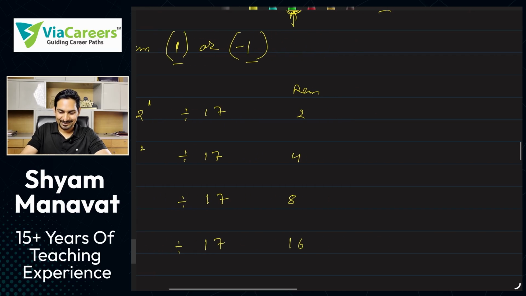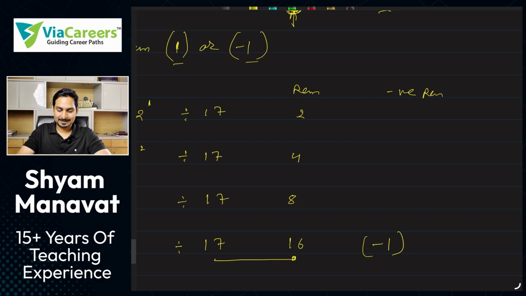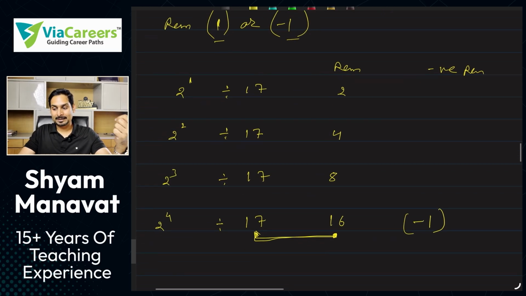Or I can say the negative remainder here is minus 1. Don't you think so? The real remainder minus divisor. Don't do 17 minus 16. Real remainder minus divisor: minus 1. So we got minus 1 as a remainder, a negative remainder. Now how am I going to use it?